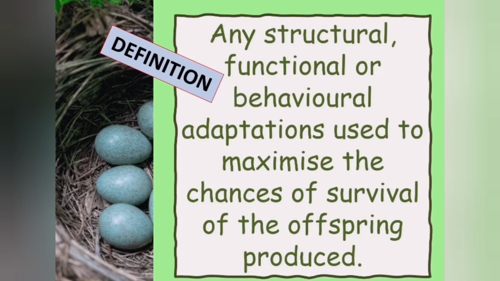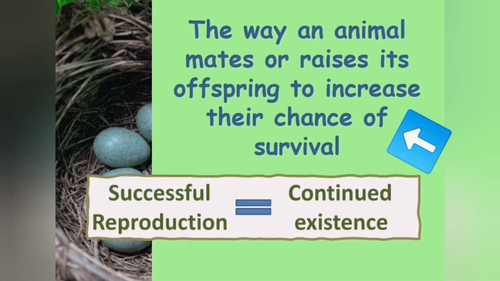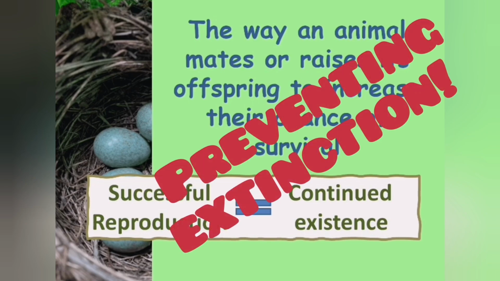the offspring. Now, I know that sounds like quite a mouthful, but let's just put it in simpler terms. So these structural, functional, and behavioral adaptations could be the way an animal mates, how they lay their eggs, do they build nests, and also how they take care of their babies in order for them to increase the chance of the survival of the offspring. Because if you've got successful reproduction, that means continued existence of the species. And ultimately, that's the plan. Ultimately, every organism is basically just reproducing so you don't lose the species.